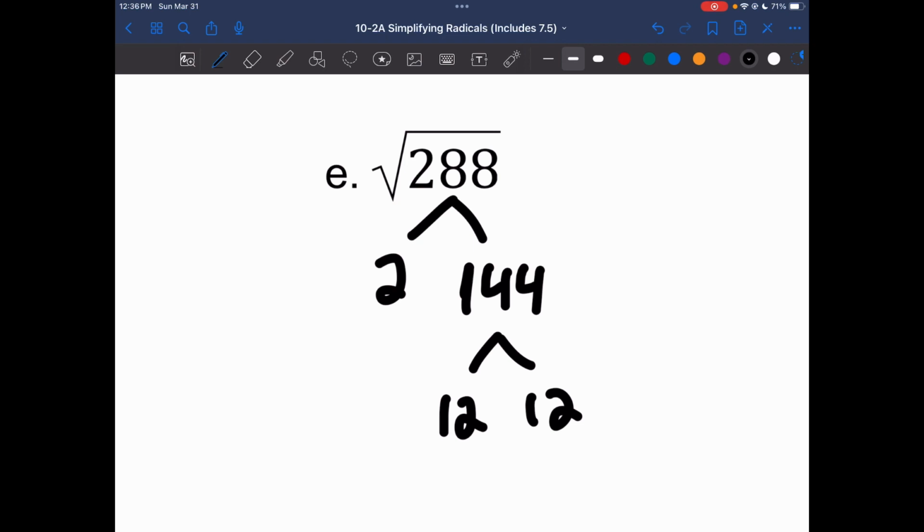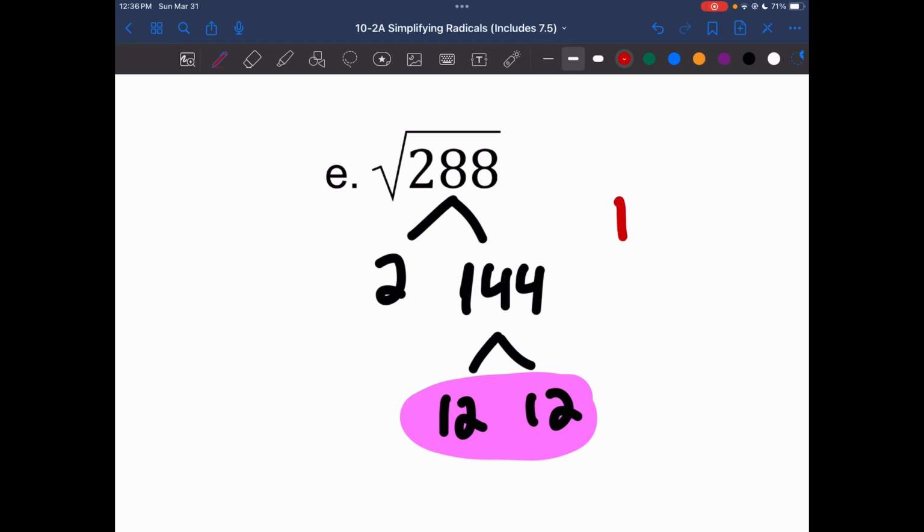If you remember way back in chapter 7, I encouraged you to memorize your perfect squares. This is one of those times when that memorization comes in handy, because otherwise you could start breaking it down with 2s and keep dividing by 2 until you can't divide anymore. Then you'll have all your prime factors, but you'll have to do a lot more work if you can't recognize that 144 is a perfect square already.